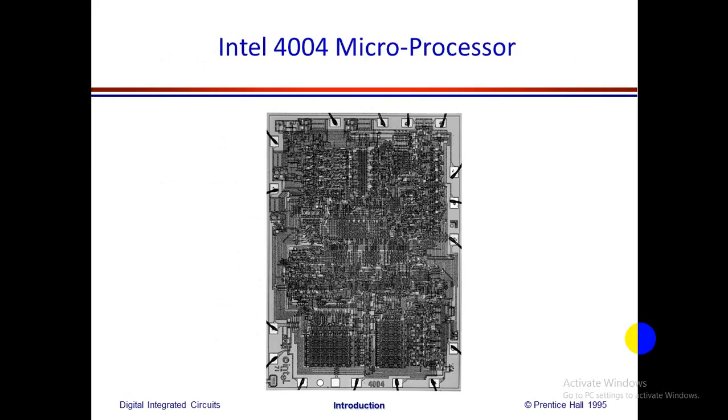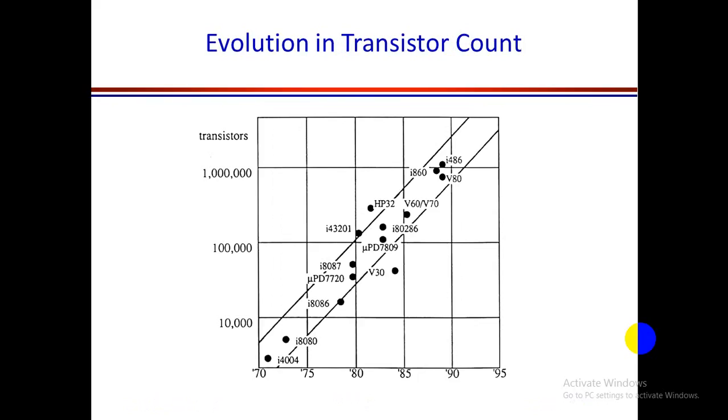This is the Intel 4004 microprocessor. Let us see the evolution in transistor count. As you can see, as the years increase, the number of transistors almost doubles. This is actually Moore's law, which says that every 2 years the number of transistors present in an IC doubles.